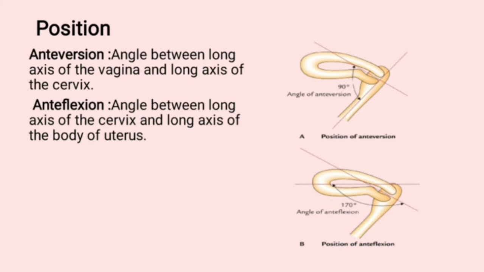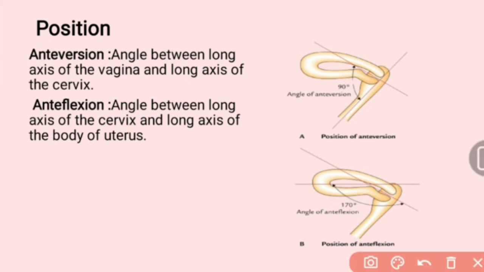Now we will learn what anteversion is. The angle between the long axis of the vagina and the long axis of the cervix is known as the anteversion position. It forms an angle of about 90 degrees. And anteflexion is the angle between the long axis of the cervix and the long axis of the body of the uterus. It forms 170 degrees, and some authors say it forms 120 degrees.